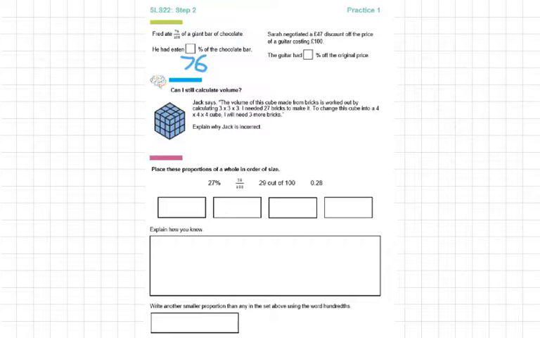Sarah negotiated a £47 discount off the price of a guitar costing £100. The guitar had how much off the original price? Now, you will get harder questions than this later on in the week, but at the moment this is nice and simple. She negotiated a 47% discount off. So what percentage was off? Well, it's out of 100, so it's 47%.